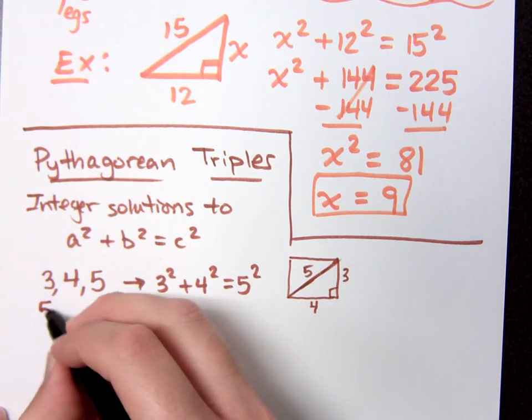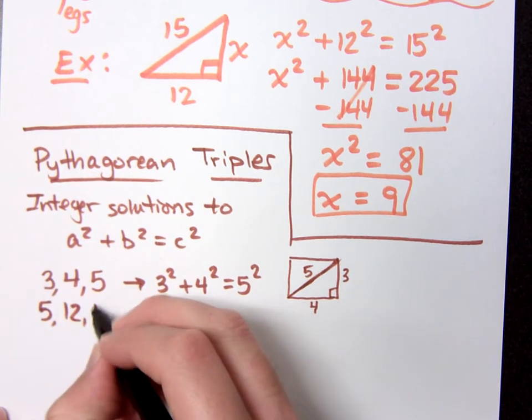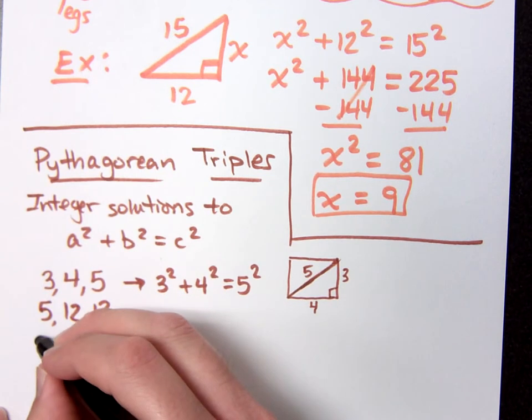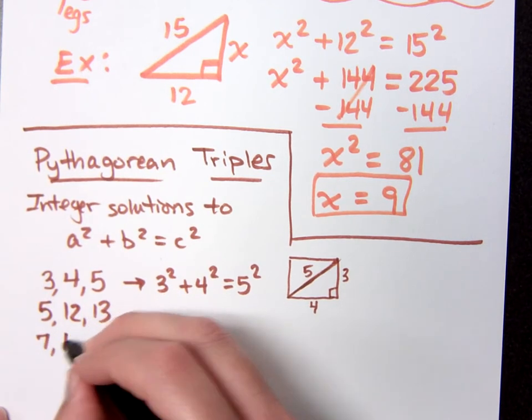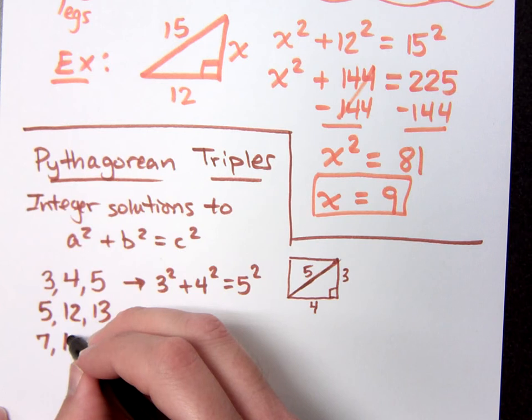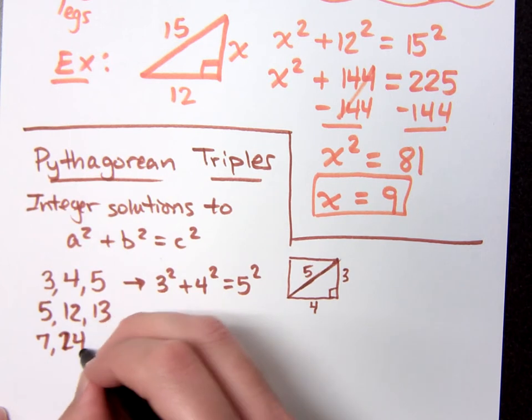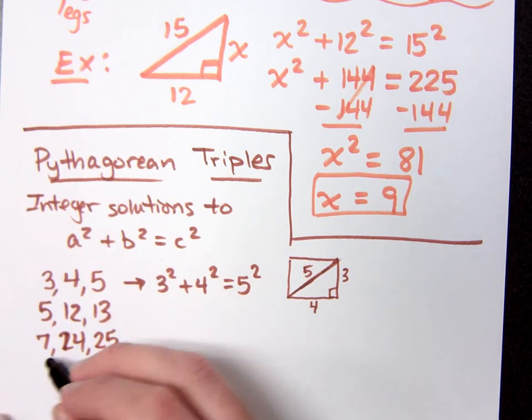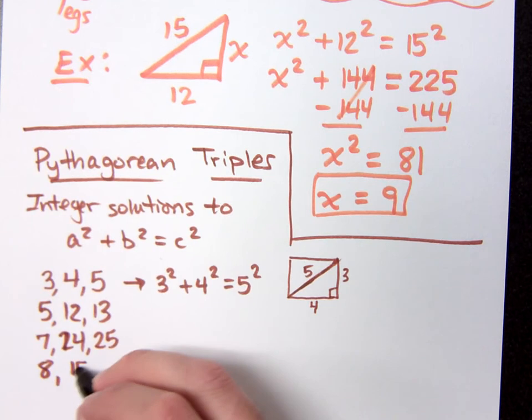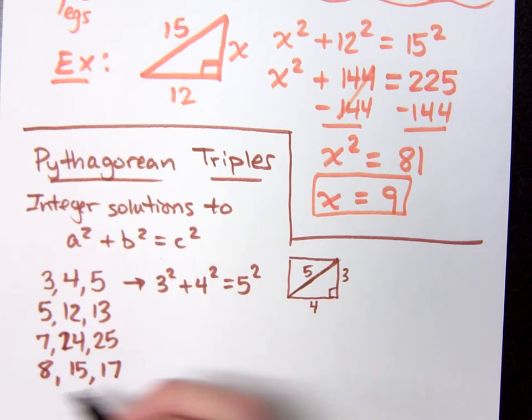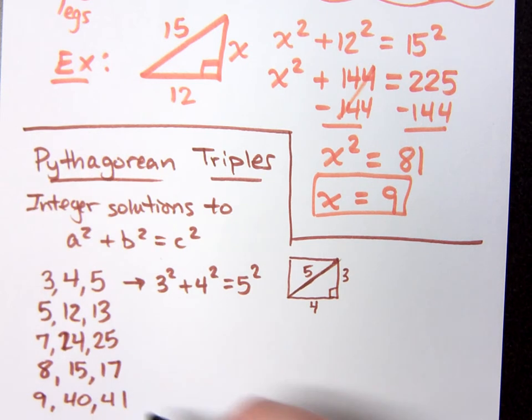Other common triples would be 5, 12, 13. You see this one a lot. 7, 24, 25. 8, 15, 17. 9, 40, 41. These are the most common Pythagorean triples you're going to run across. And the cool thing is, it doesn't have to be these exact triples. You could have a multiple of them.